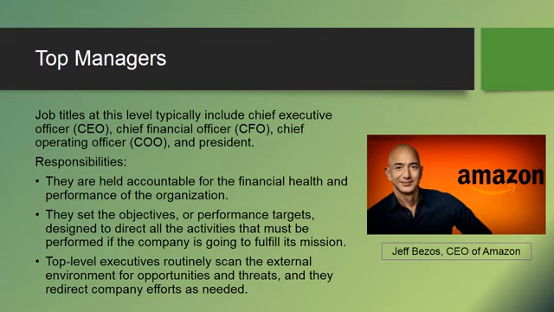Top-level executives routinely scan the external environment for opportunities and threats, and they redirect company efforts as needed. So these top-line executives, when they are going to dinners and they're going to networking events, they're getting information, and that information is going to help them take a lot of different pieces and put it together into a picture that they can interpret and say, you know what, we should get out of making this kind of a product and move towards this kind of a product because I see this coming on the horizon.